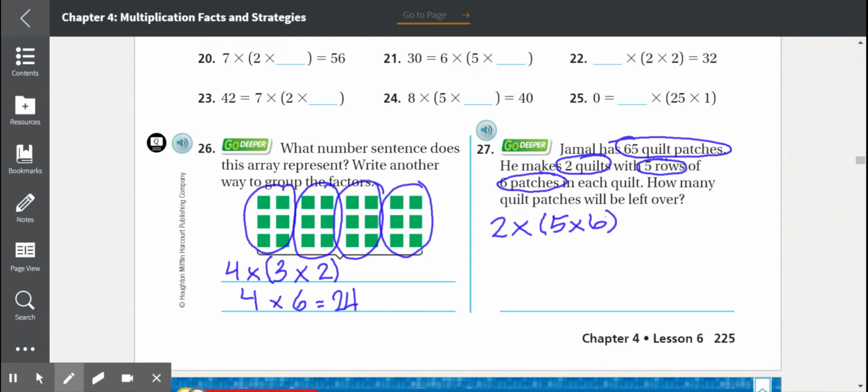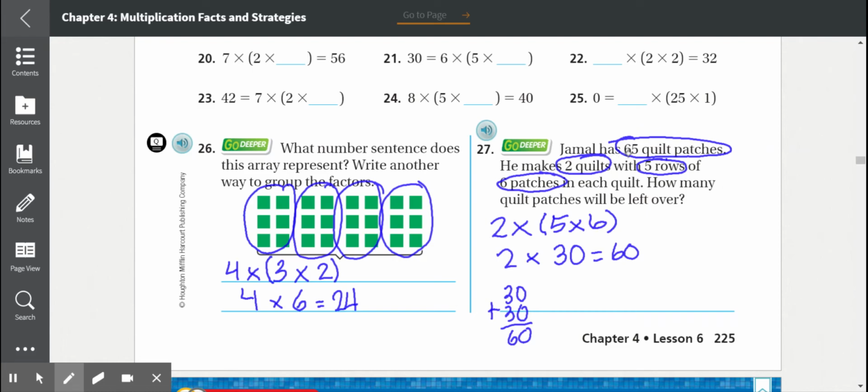So that's the math problem, because he makes 2 quilts and there's 5 rows, that's where the 5 is, of 6. So let's solve for this. Well, 5 times 6 is 30, and we need to times that by 2. Okay, so 2 times 30. We haven't multiplied a number so big like 30, but we know that any number times 2, we just double that other number. So that would be like 30 plus 30, which is 60. So we know this answer is 60. So that's how many he uses.